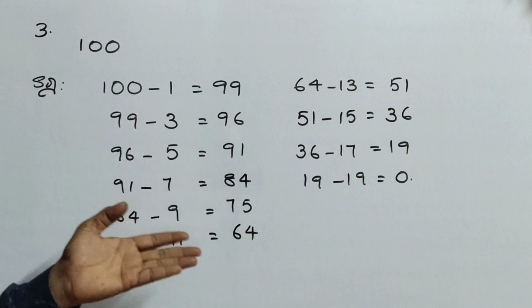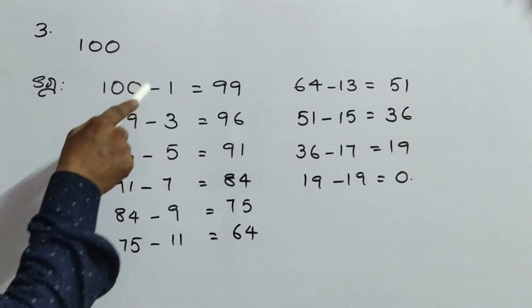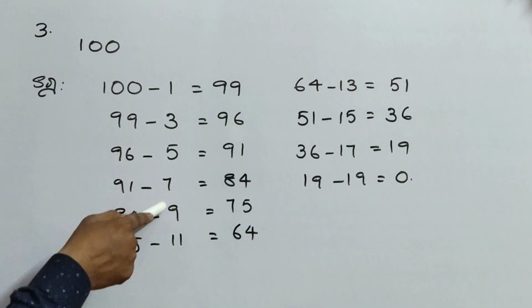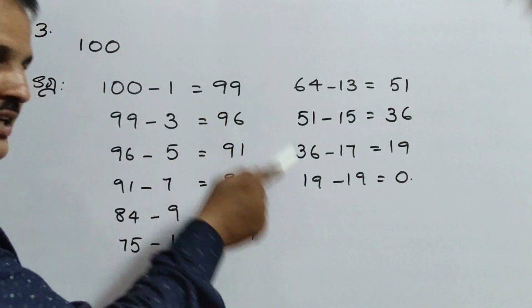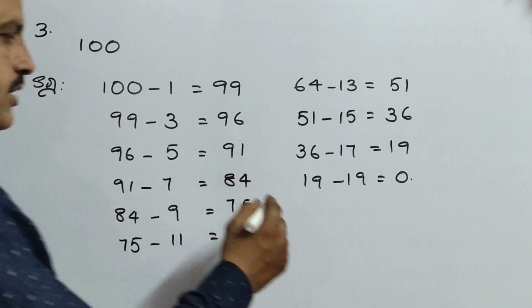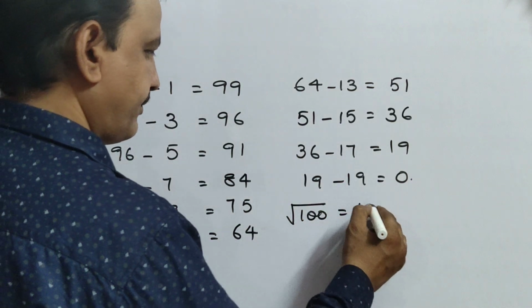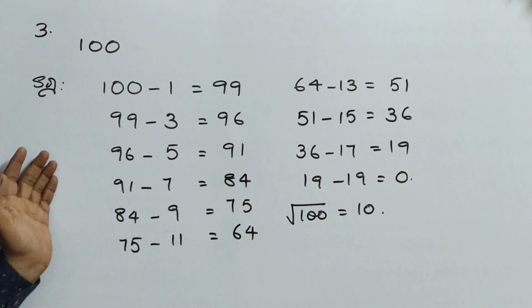But what is the relation to find the square root of 100? Listen, now count the steps. How many steps did you get? 1, 2, 3, 4, 5, 6, 7, 8, 9, 10. You got 10 steps. That means the square root of 100 equals 10. So this is the way of doing repeated subtraction.